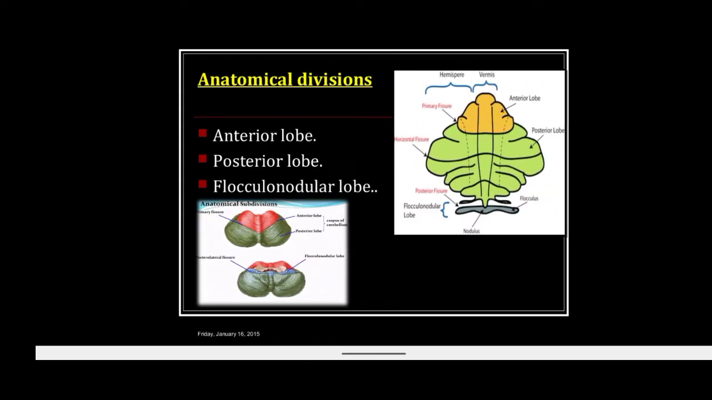So come to the anatomical division. The cerebellum has two principal fissures, that is primary fissure and the posterolateral fissure. These two fissures divide the cerebellum into three lobes, that is anterior lobe, posterior lobe and flocculonodular lobe. You can see here in the picture the division of anterior, posterior and flocculonodular lobe by two fissures.